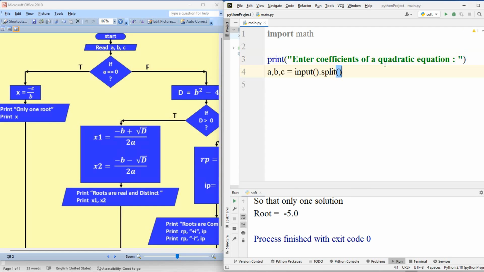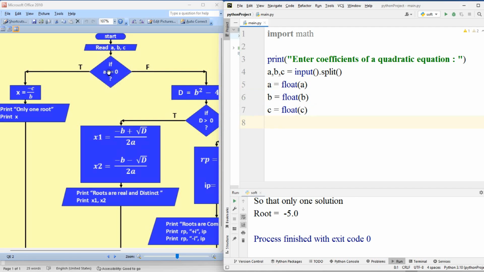What is the next step? We have to read the values of a, b and c through the input function. Python reads the data from the user in string format. That's what we have to split using the split function, then convert into float using the typecast method.